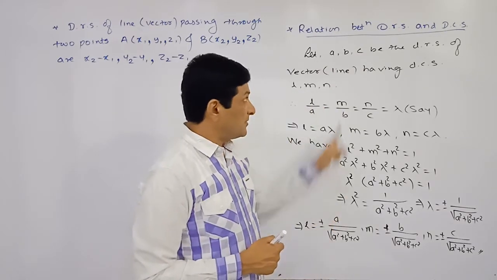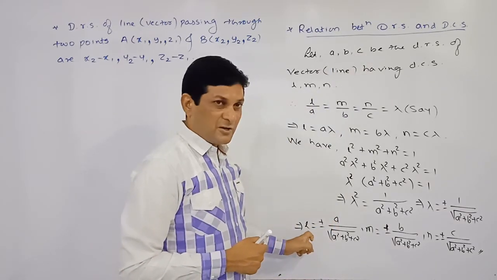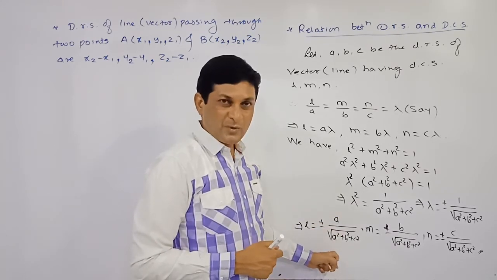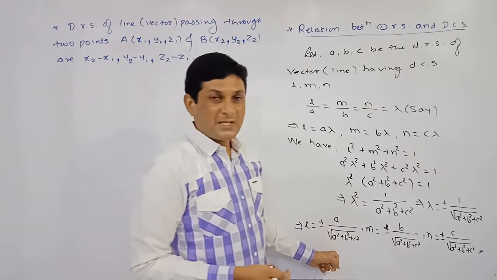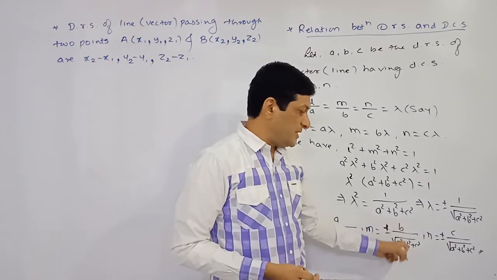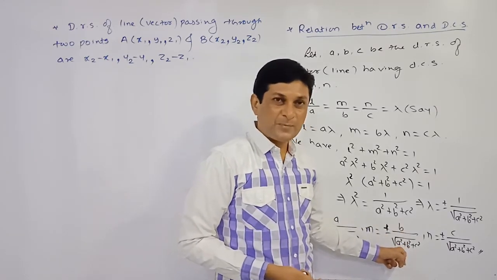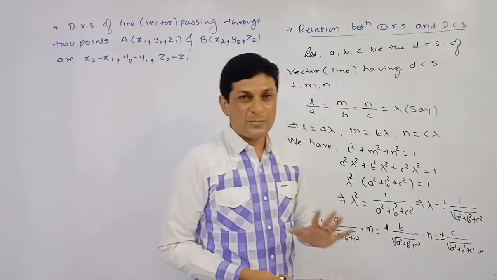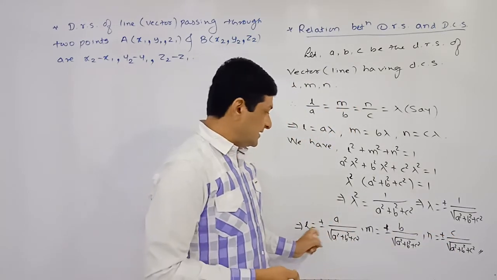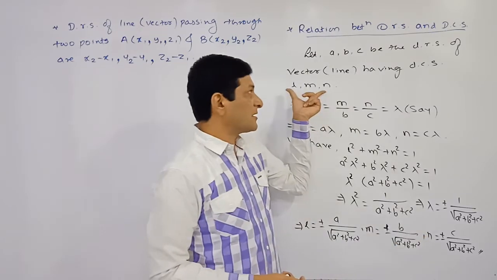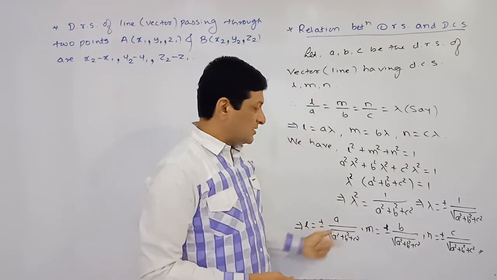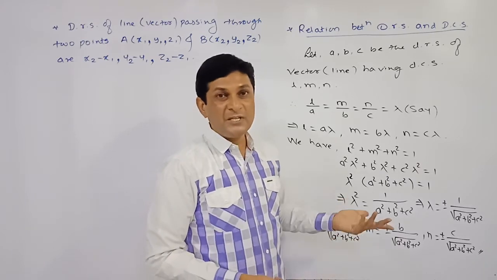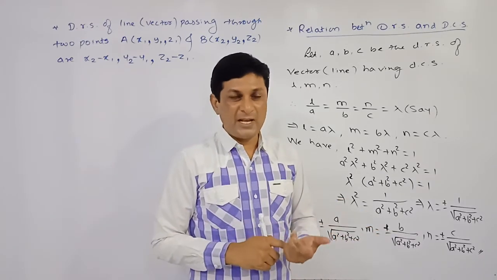So if a, b, c are given to us, then how to find the value of l? l is equal to plus or minus a upon under root a square plus b square plus c square. m is equal to plus or minus b upon under root a square plus b square plus c square, and n is equal to plus or minus c upon under root a square plus b square plus c square. What is this? l, m, n are nothing but direction cosines, and these values can be found if a, b, c are known to us. And what is a, b, c? Direction ratios of the line.